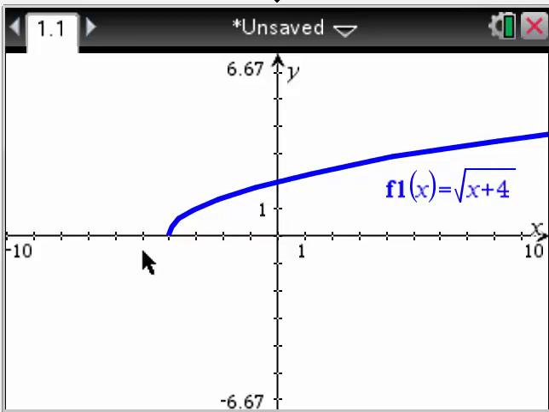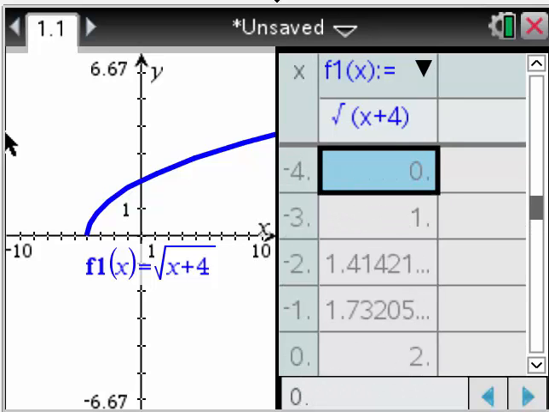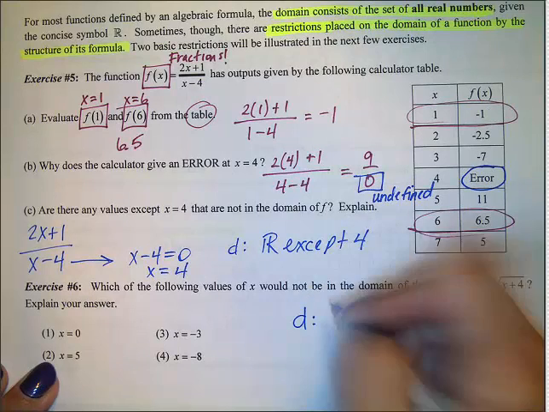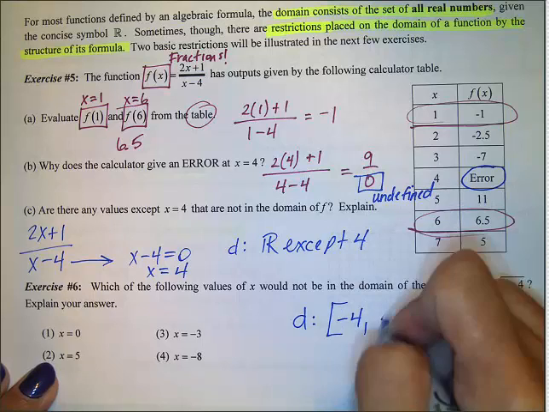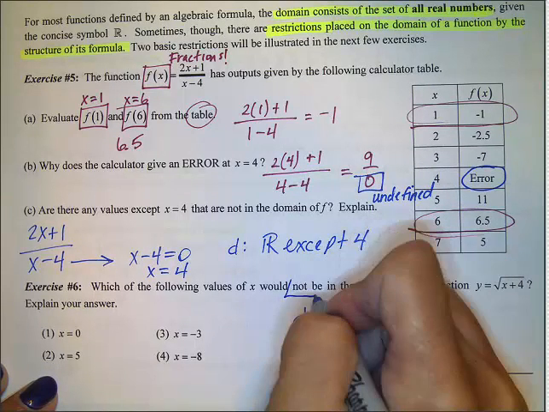But how do I know if -4 is included or not? So hit control and then the T to get the table. And we're going to look at the value -4. Notice it has a value, 0. 0 is a value. So 0 is included. So our domain is from -4 to infinity.